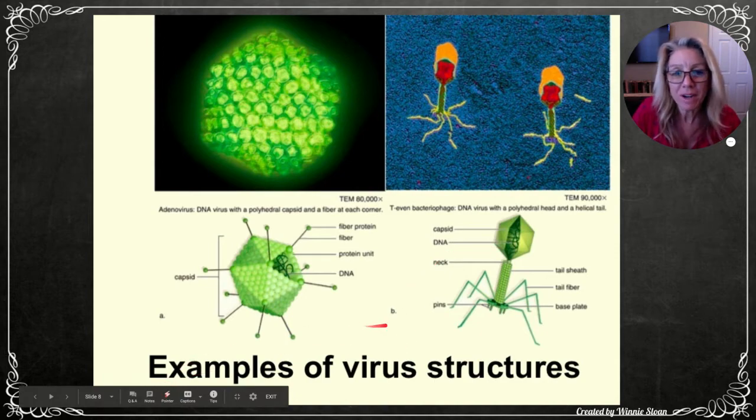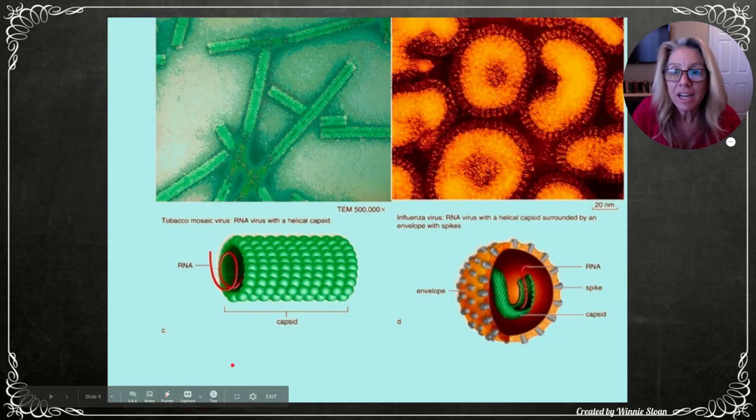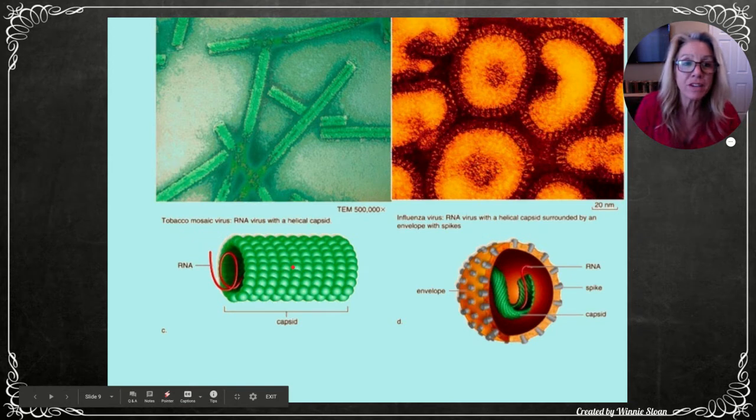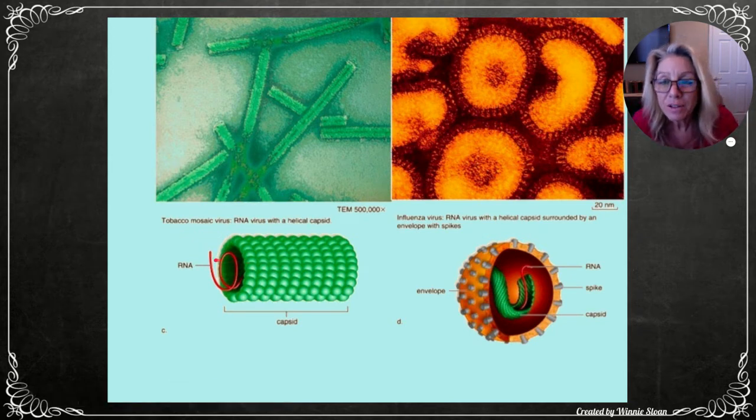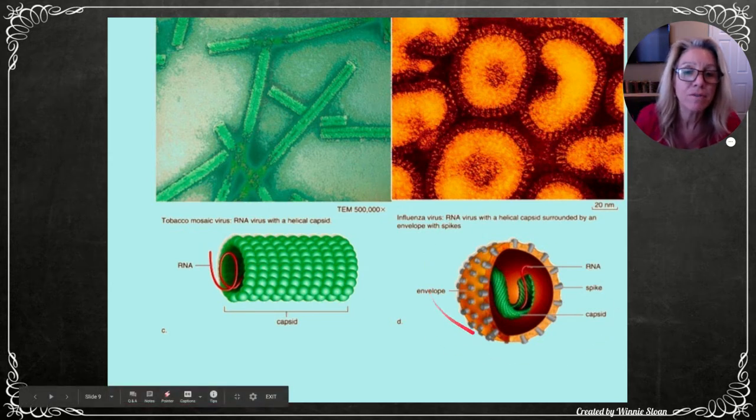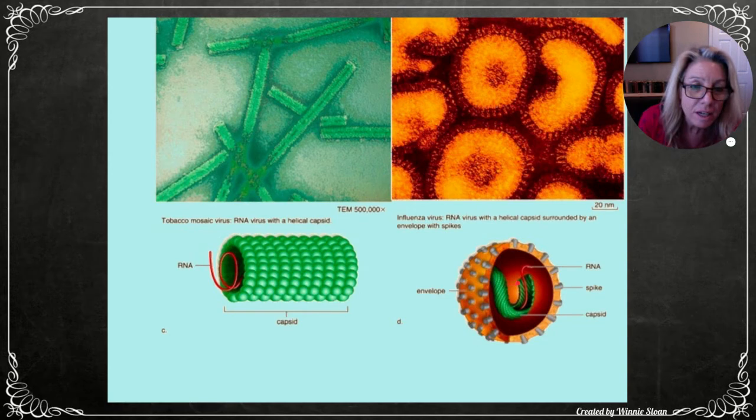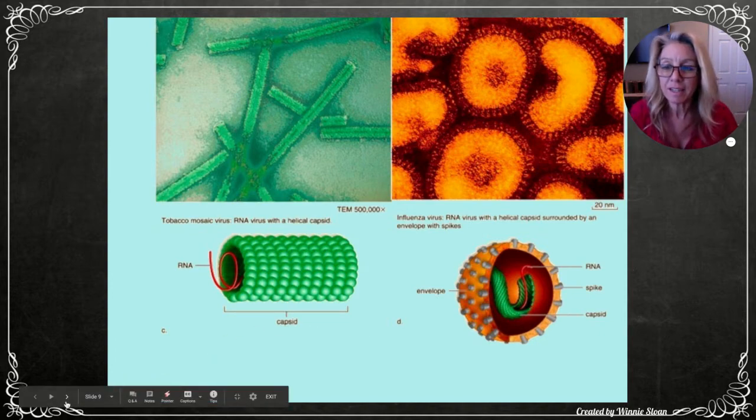So this is another virus. And here is the tobacco mosaic virus. It will only obviously infect tobacco plants. And you can see its RNA nucleic acid and its protein capsid. Here's the influenza virus. You can see it has an outer envelope. It's an RNA virus. And then you can see the protein capsid inside.